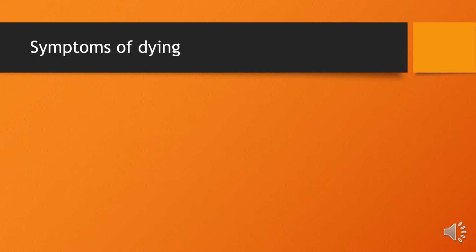So the symptoms of the dying phase, these are pain, agitation, secretions, breathlessness, nausea and vomiting. Pain is very common, particularly with bony metastasis, and other forms of cancer can be quite painful. Agitation is extremely common, particularly at the end of life with dementia.